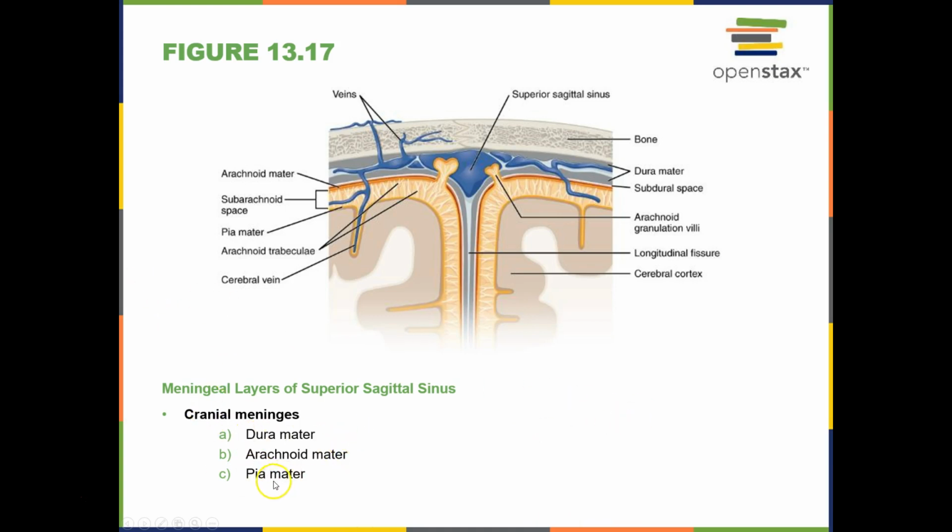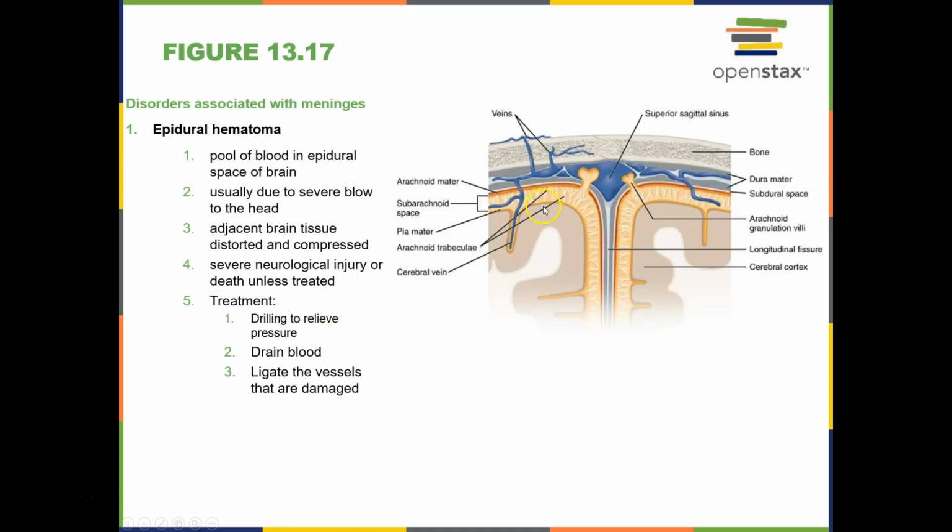And I just told you the 3 layers, so there they are. Each of the layers functions in helping to allow cerebrospinal fluid to flow through and helps to protect and keep the brain from getting hit or damaged in any way, shape, or form. A couple of disorders associated with the meninges.